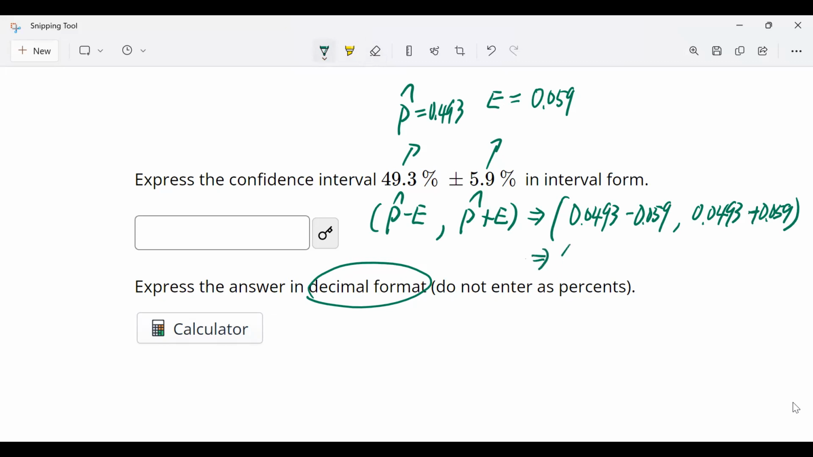And simplify, you get 0.493, like that. So 0.493 minus 0.059 is 0.434. And on the right hand side, it will be 0.552.